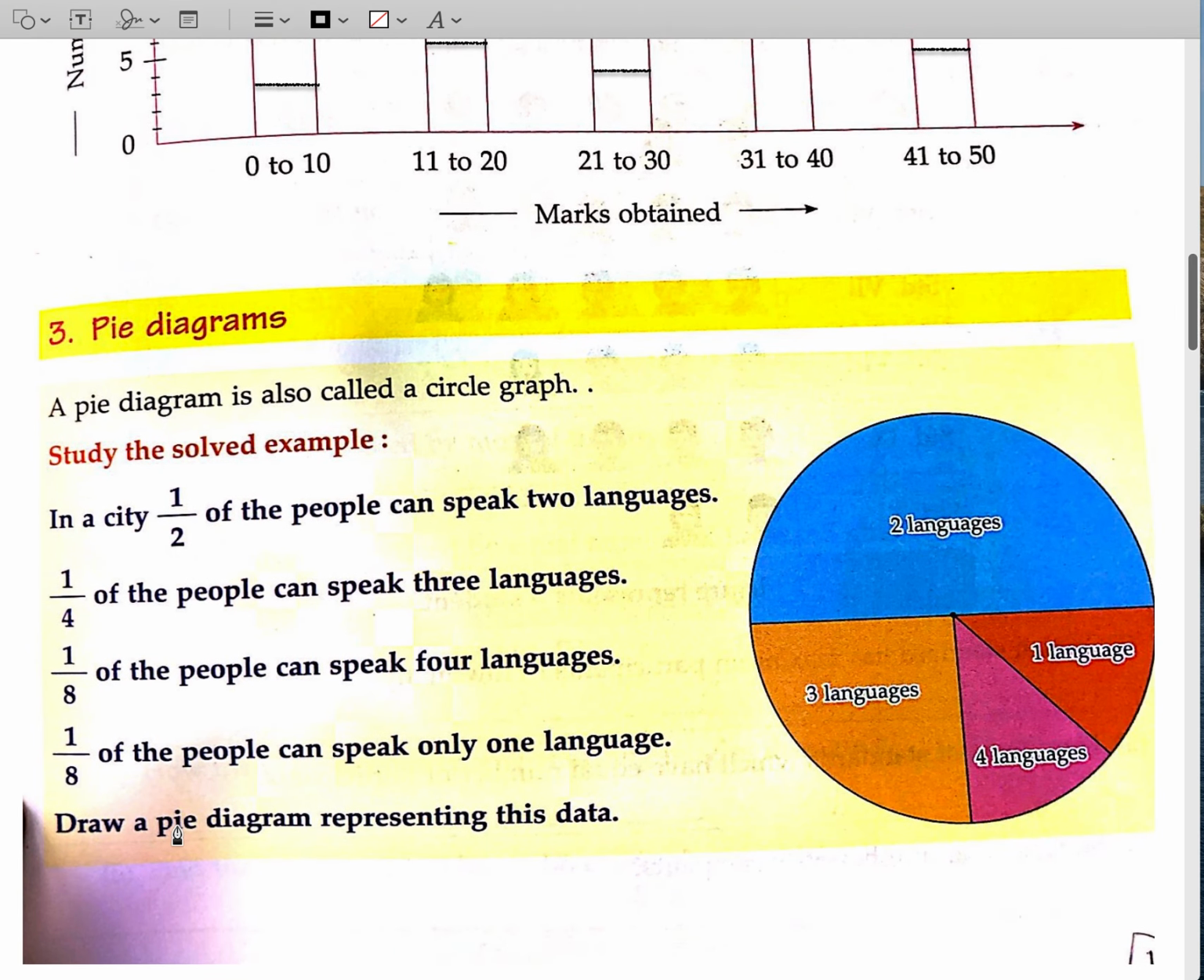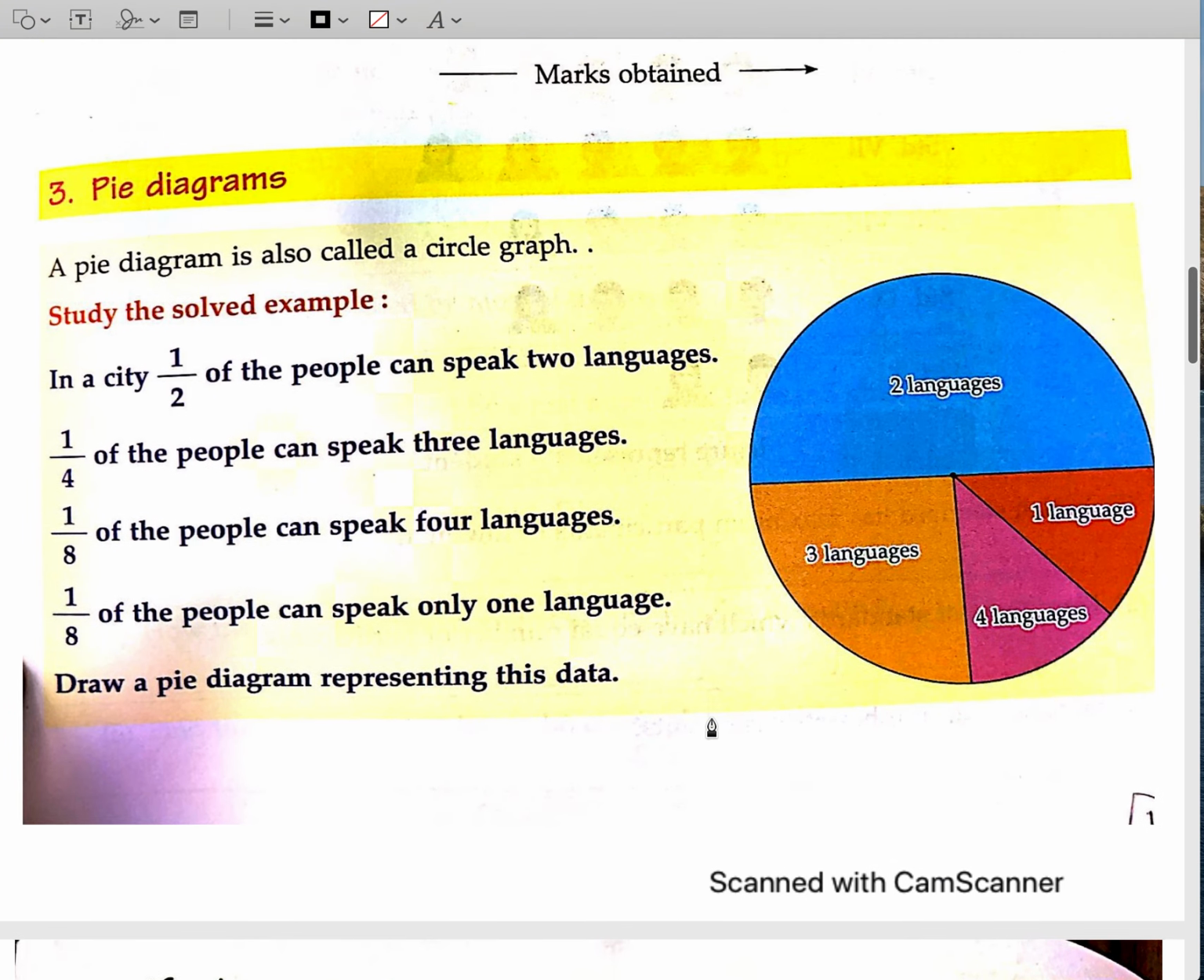Now pie diagrams. A pie diagram is also called a circle graph. In the following example, in a city, half the people can speak 2 languages. So if this is the full city, then this half will be 2 languages. 1/4 can speak 3 languages. So this is 1/4. 1/8 can speak 4 languages, and 1/8 of the people can speak only 1 language. So this is a pie diagram.